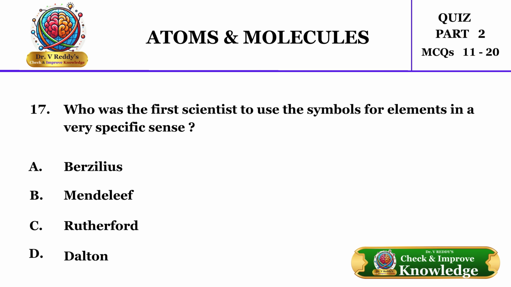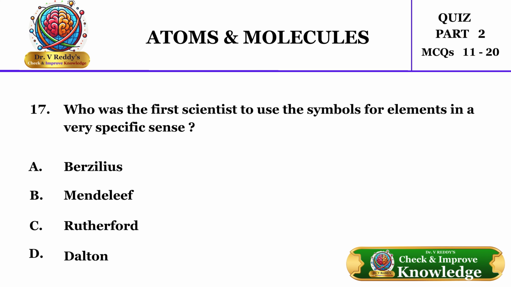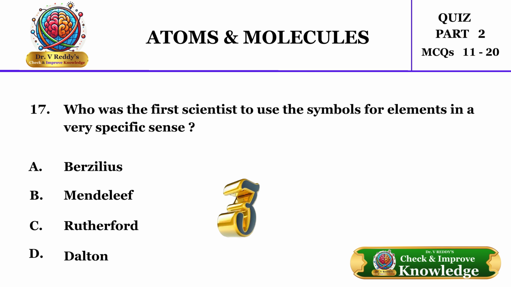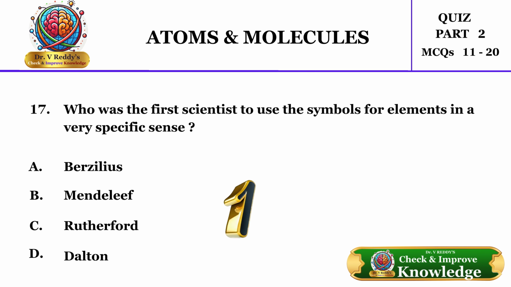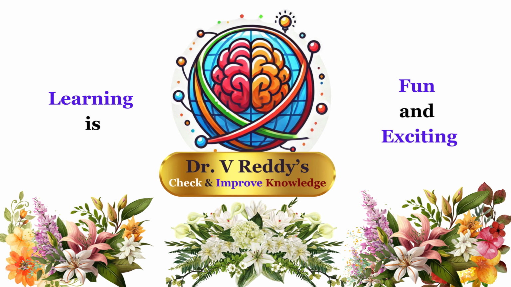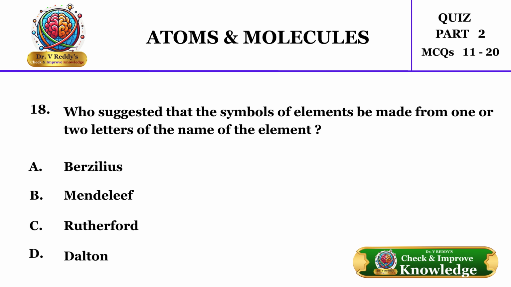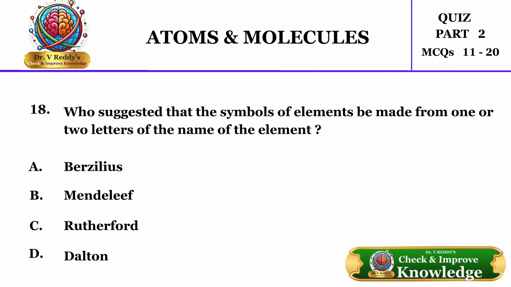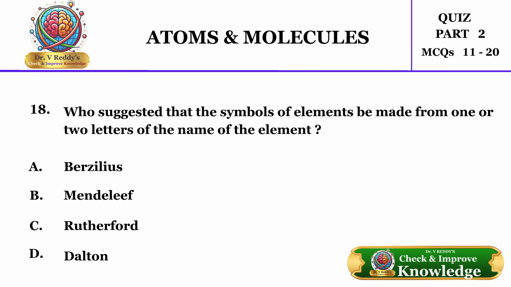17. Who was the first scientist to use the symbols for elements in a very specific sense? 18. Who suggested that the symbols of elements be made from one or two letters of the name of the element?